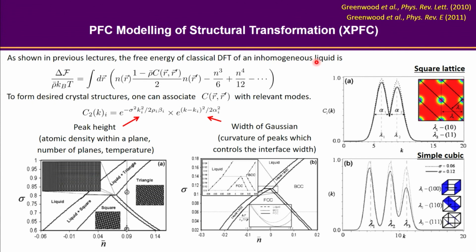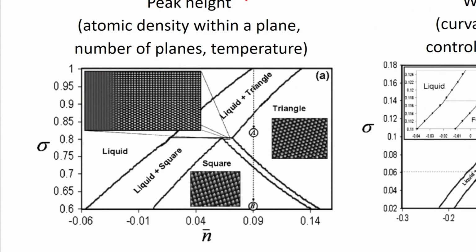So in the PRL paper, they have shown this phase diagram, okay? So you can have here a liquid-square and liquid-triangle, and here a triangle-square coexistence. So here they are choosing the parameter right here. Let me see if I can zoom that in. So you can have a triangle lattice, square lattice, and the liquid coexisting, right?